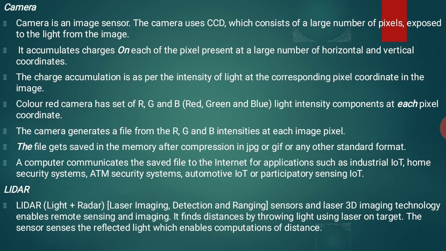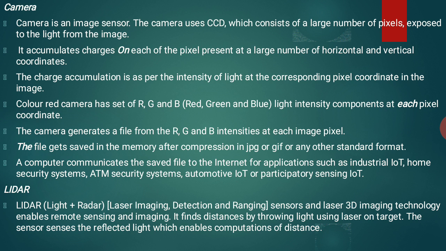A computer communicates the saved file to the internet for applications such as industrial IoT, home security system, ATM security system, automotive IoT or participatory sensing IoT. So by using this computer, it communicates the saved files to the internet for applications such as industrial IoT. In your industrial IoT, we are going to be using these cameras.